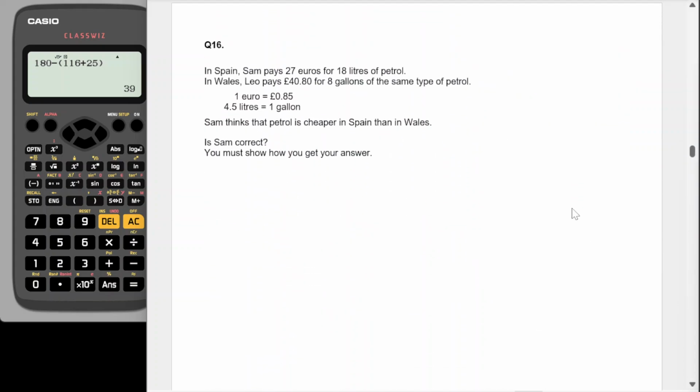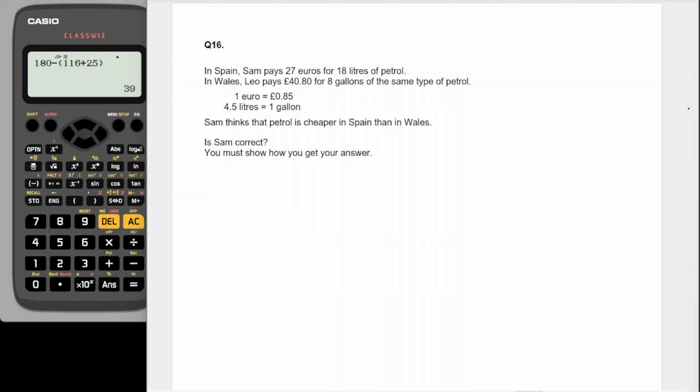Question 16. In Spain, Sam pays €27 for 18 litres of petrol. In Wales, Leo pays £40.80 for 8 gallons of the same type of petrol. €1 equals £0.85, and 1 gallon equals 4.5 litres. Sam thinks the petrol is cheaper in Spain than in Wales. Is Sam correct? You must show how you got your answer.